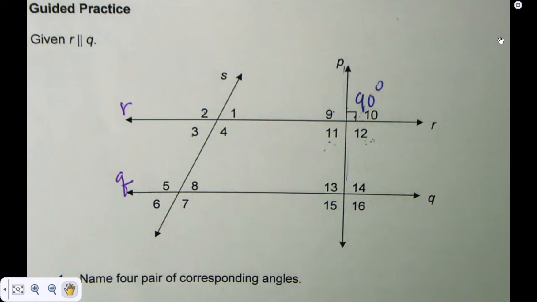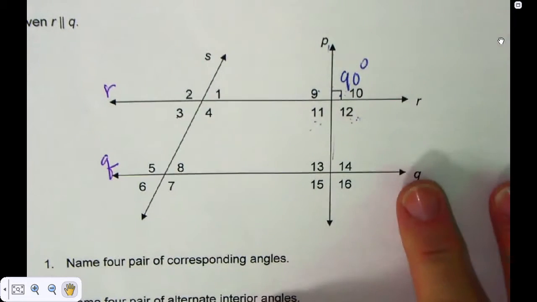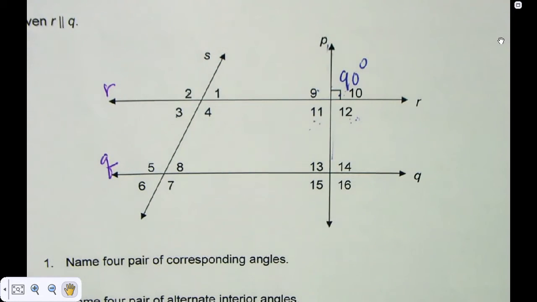Now we're going to do alternate exterior. What does that mean? Outside. What does alternate mean? Opposite. Opposite sides of the transversal. Look, they named it S this time. Remember, we've been calling it T? Sometimes they name it a different letter. S is the transversal. I used T to get you used to knowing it was the transversal. Alternate exterior to 7: 6. 9: 10. Good job. Those are all congruent.